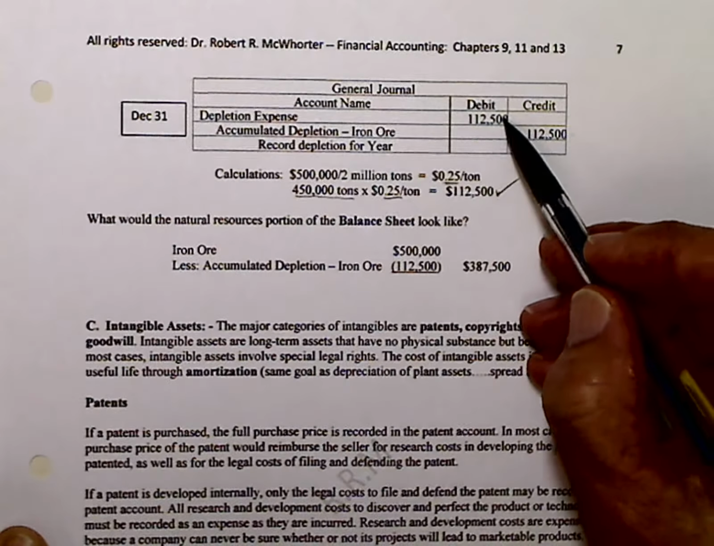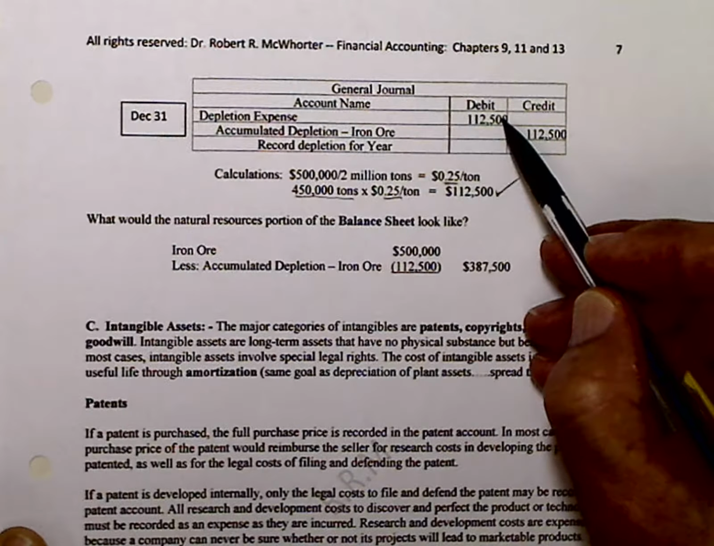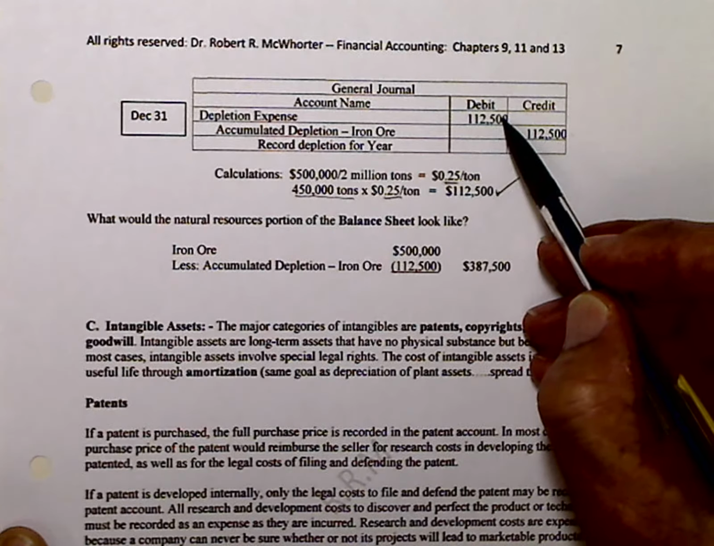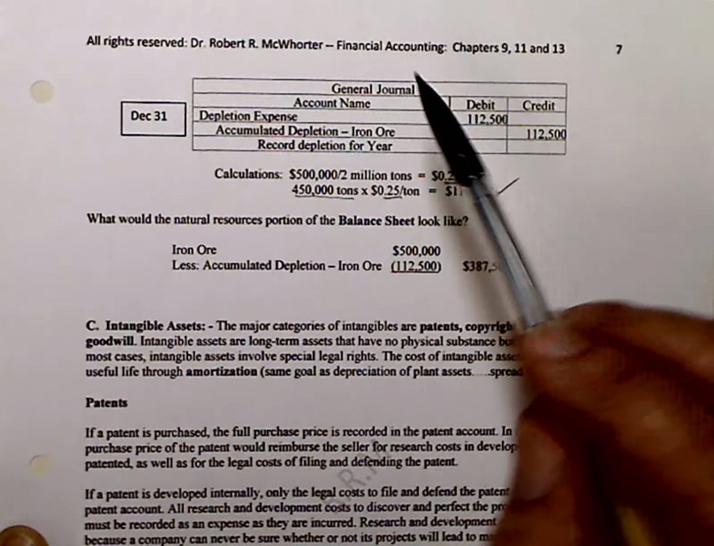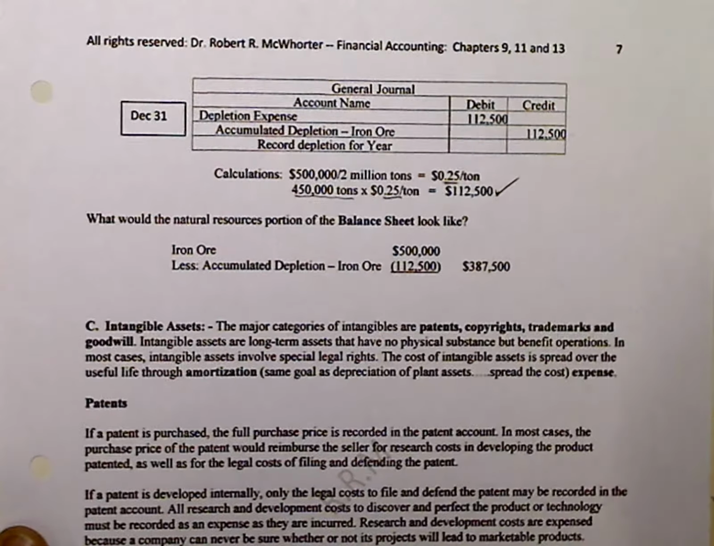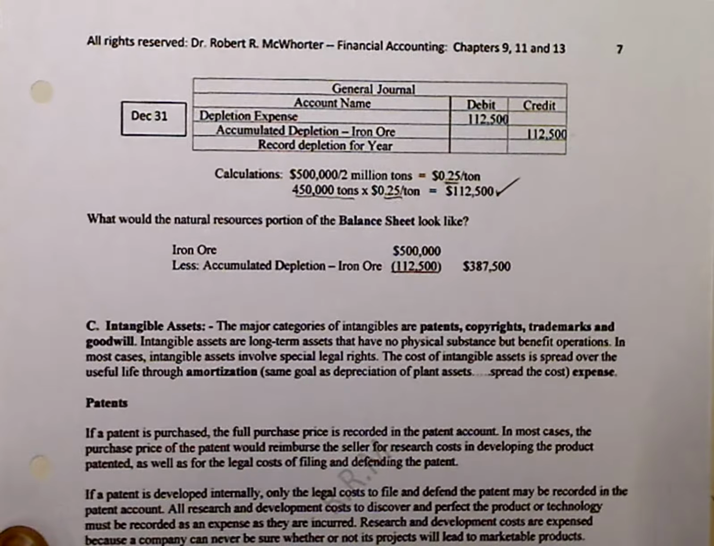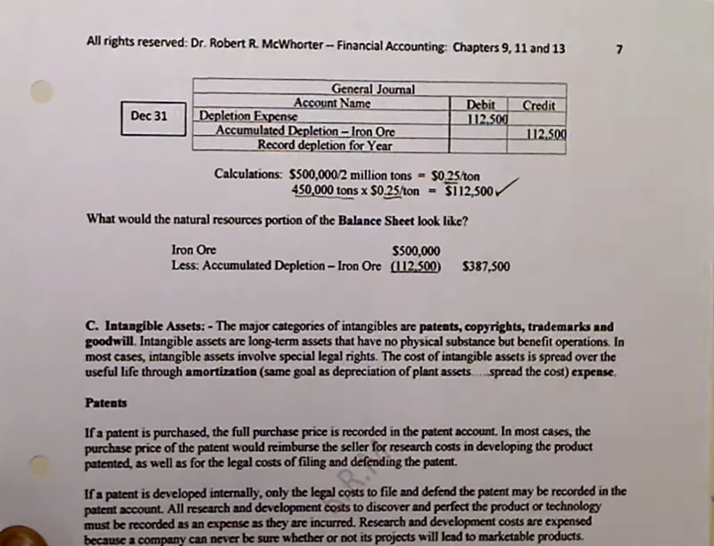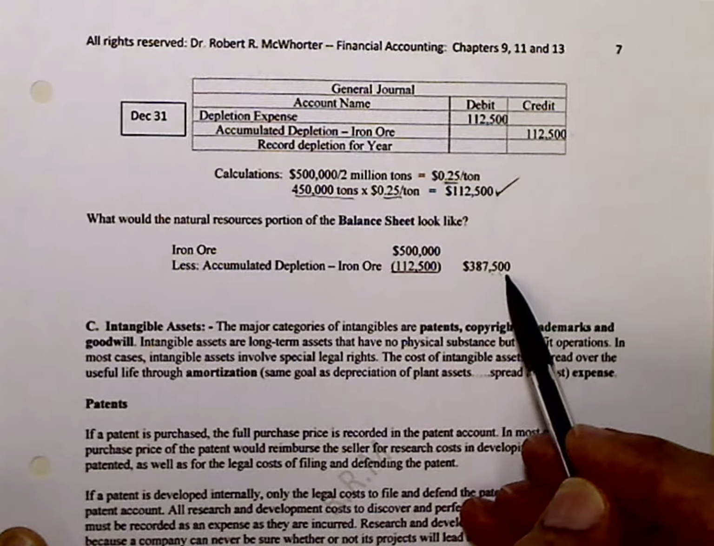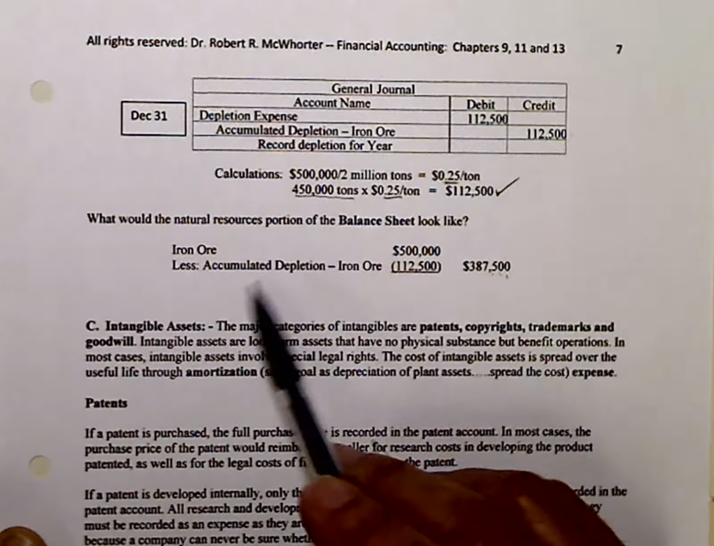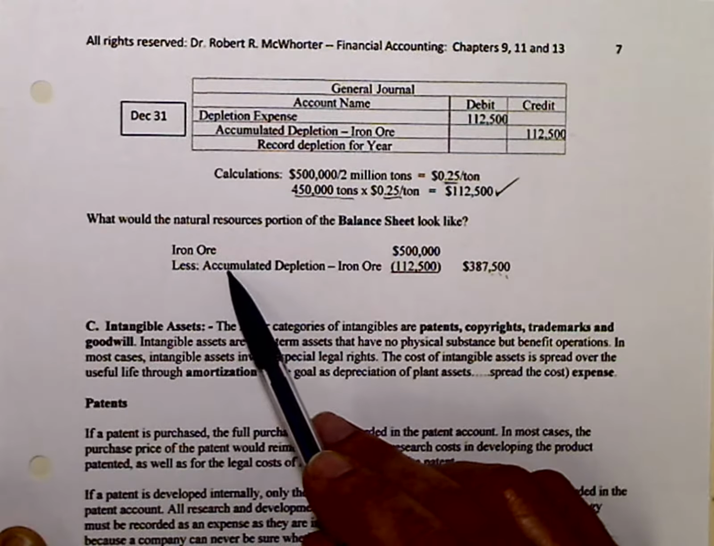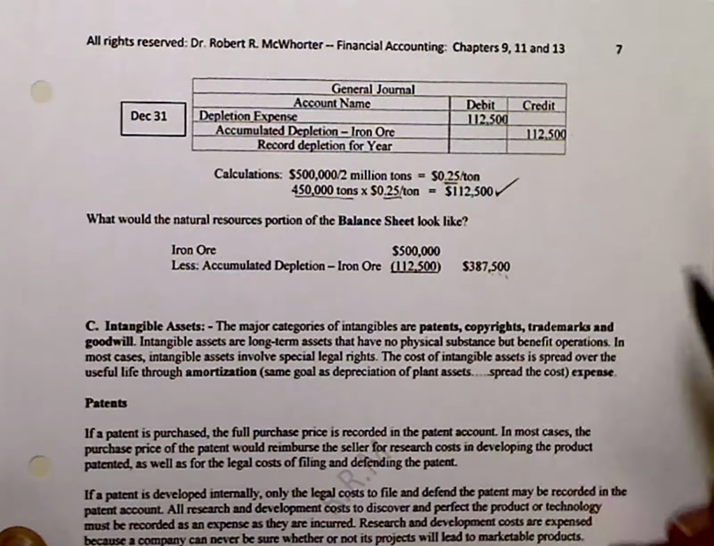Now, look what we do. Take an expense. We want every year to get hit with the depletion expense based on that 500,000, spreading that 500,000. And here's the end of that first year. Contra asset account, accumulated depletion, book value.